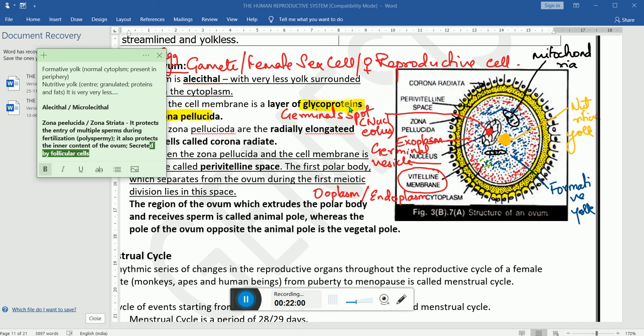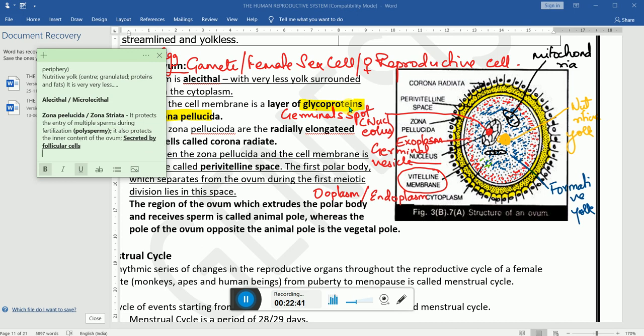Well, you will remember this thing, and I have underlined it, so you will remember all of these things. Just hold on for a second. Now that's better. Okay, so we have discussed zona pellucida.